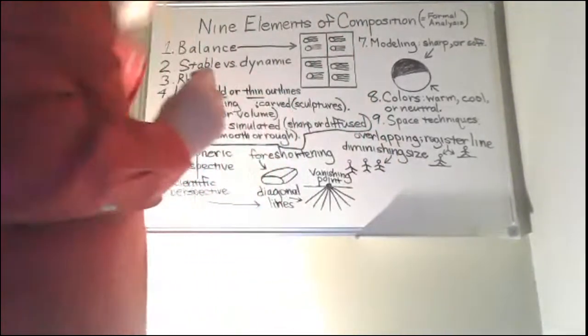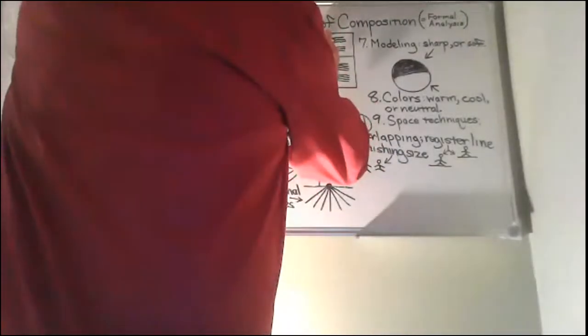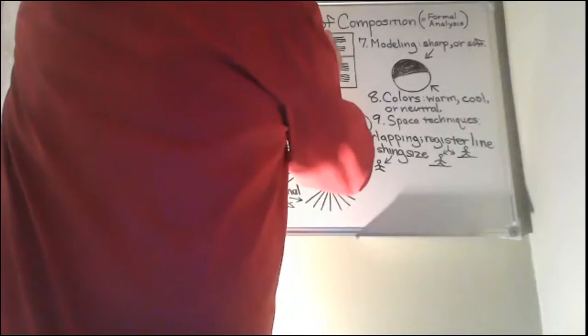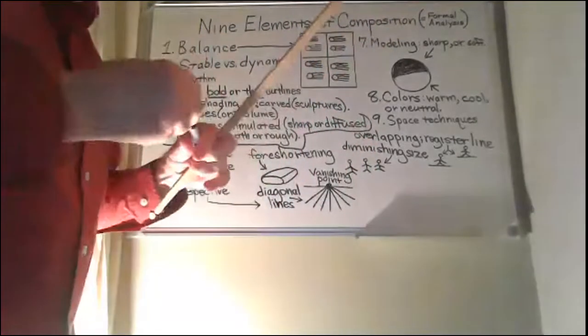Pretty straightforward. If you're looking at something like this, and if it were the actual painting that you had to analyze, it would be completely balanced because there's an equal number of objects, or in this case, jellyfish, on the left and the right, and from the top to the bottom. That's how you'd write about it, okay?